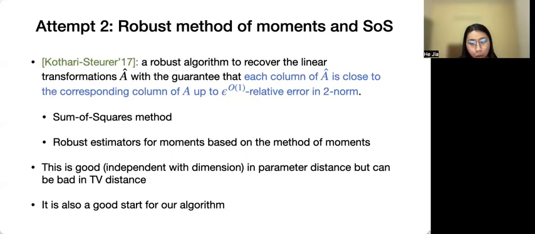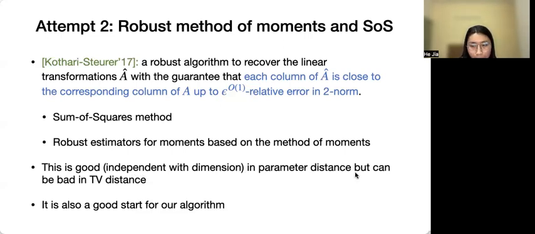And in their algorithm, they use the sum of squares method. This is very popular in robust statistics. They use SOS to get robust estimators for moments, based on, again, the method of moments. This is a good result in the sense that their error is independent of dimension.